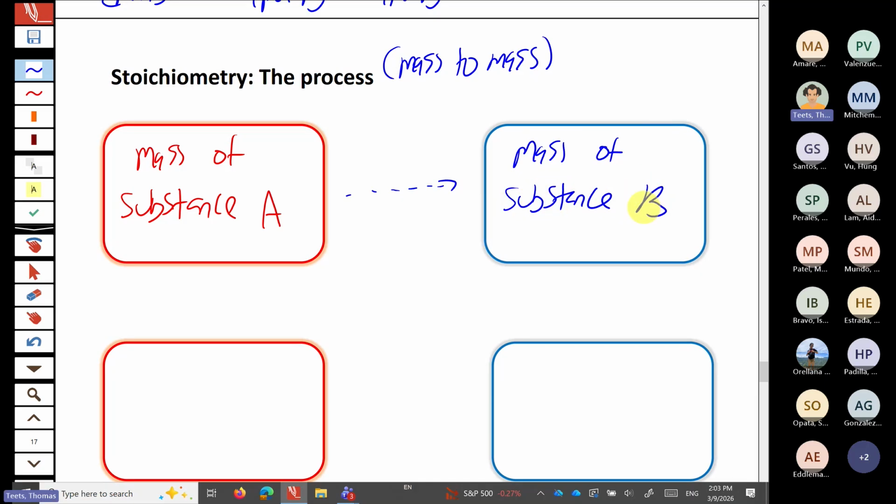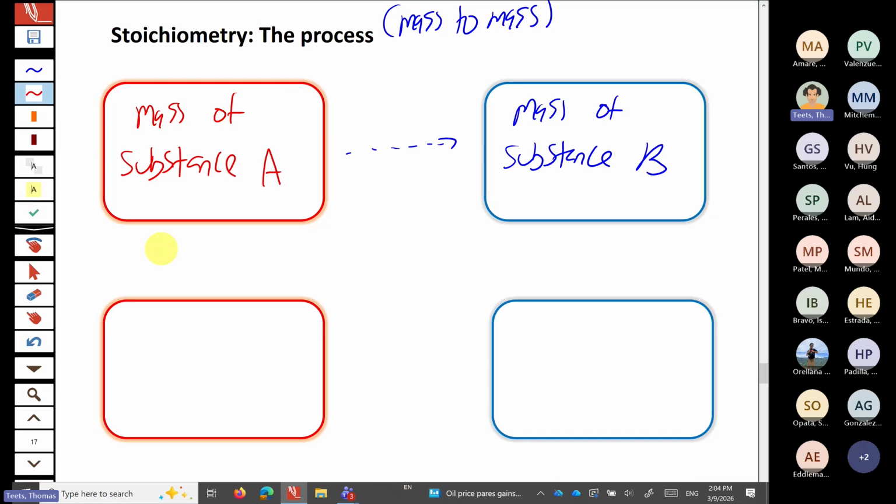And again, A and B can both be reactants. They can both be products. One can be a reactant, one can be a product. Any combination of two substances that are somehow involved in that equation. Now, there's no direct single step that gets you from here to here. Remember, chemical equations are written as mole ratios, not as mass ratios. So typically, you can't just go straight from here to here. But what you can do is, through a series of conversions, get there indirectly.